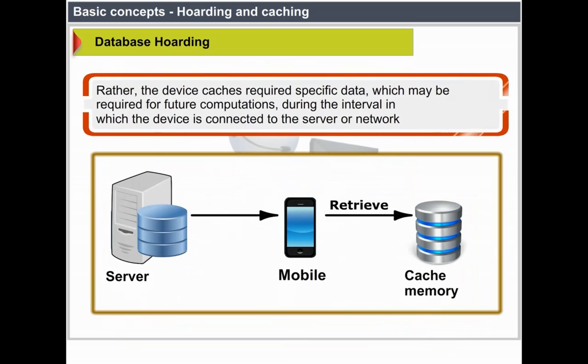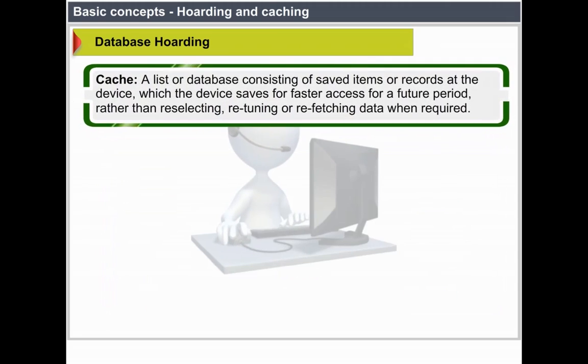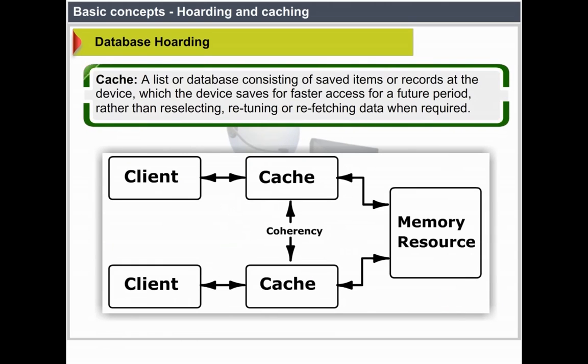Rather, the device caches specific data which may be required for future computations during the interval in which the device is connected to the server or network. Cache: a list or database consisting of saved items or records at the device, which the device saves for faster access at a later time, rather than refetching data when required.